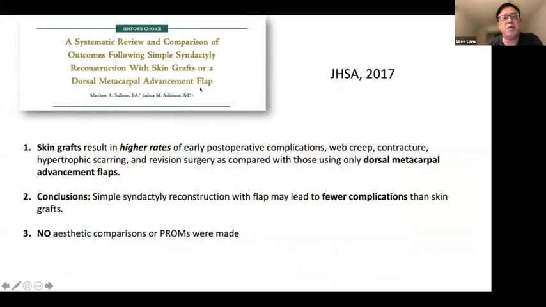This is another paper looking at the comparison between skin grafts and the dorsal metacarpal advancement flap. And interestingly, in this paper, they found that skin grafts result in higher rates of early postoperative complications in all aspects as compared to those using the dorsal metacarpal advancement flap. This is what I meant by how the literature is so confusing. And the conclusion is that simple syndactyly reconstruction with a flap may lead to fewer complications. Now, I was very interested to see what the aesthetic comparison would be, but there were no aesthetic comparisons made. So I think the jury is still out.